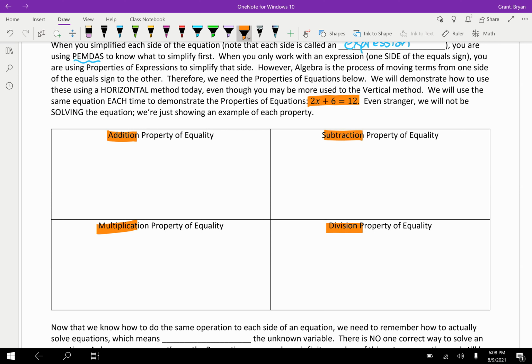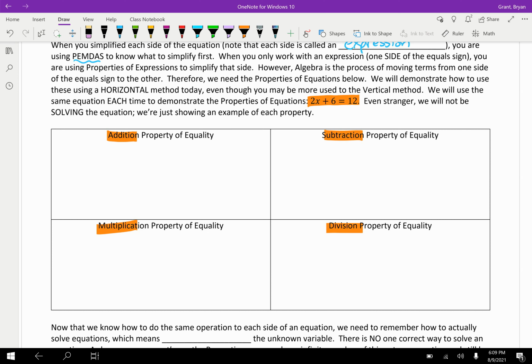We're going to use the equation 2x plus 6 equals 12. What's going to be even stranger is we're not actually going to solve this equation. We're just going to show what these properties mean. Because sometimes on tests, they'll say, which one of these is an example of the addition property of equality? And we don't want that fancy phrase to mess you up when it's a pretty easy concept.